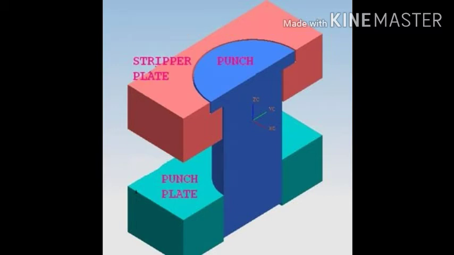Pilots. We use pilots in press tool operations for guiding the punch. You can see in the image. There are two types of piloting methods. First is direct piloting and the other is indirect piloting.